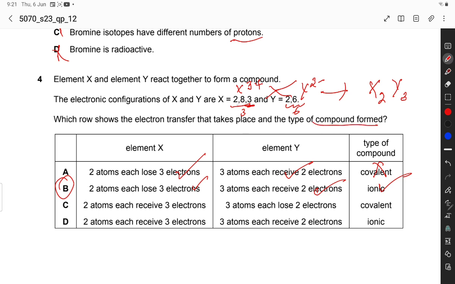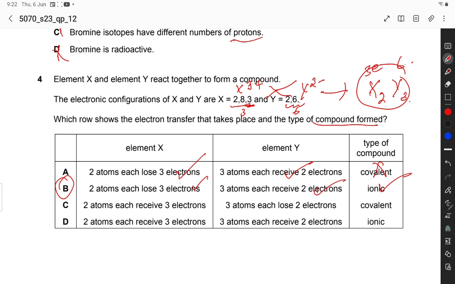X is a metal and Y is a non-metal. So when a metal reacts with a non-metal, the type of compound is ionic and there is transference of electrons. So this is the formula when X and Y combine: two atoms of X, each with 3 electrons, and 3 atoms of Y, each deficient of 2 electrons. So 2 of X tend to lose 6 electrons, which are gained by the Y atoms.